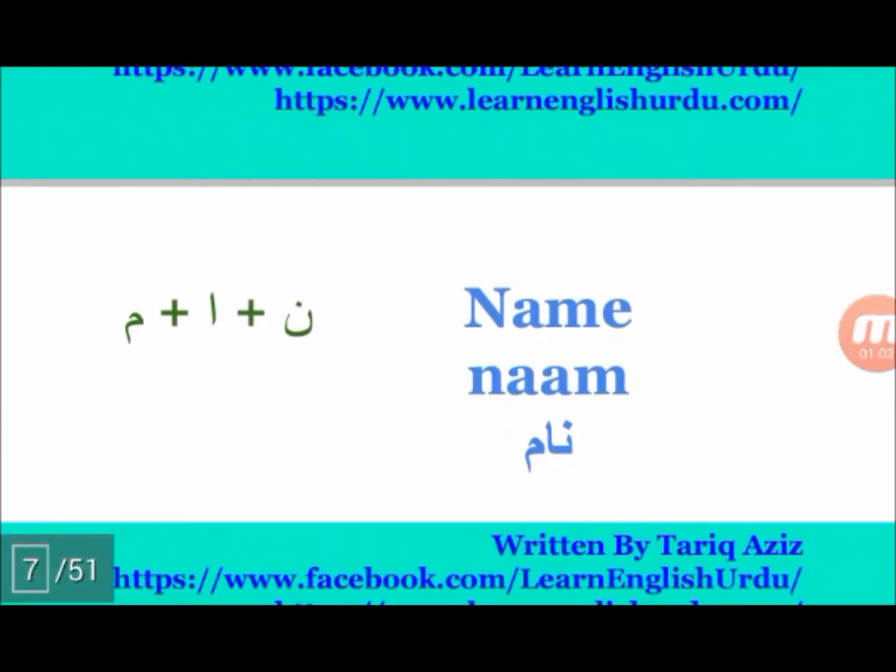Okay, there are three alphabets in this word: noon, alif, meme. If you don't know how to pronounce Urdu alphabets, please check my previous videos. I have already taught you Urdu alphabets and you have to learn. Before watching this video, you must learn Urdu alphabets because it is very necessary to learn to speak like a native speaker. So first alphabet noon, second alphabet alif, and third alphabet meme.